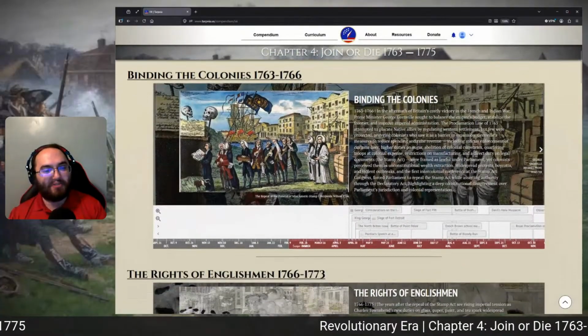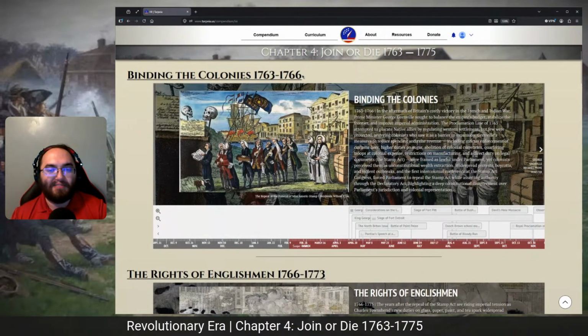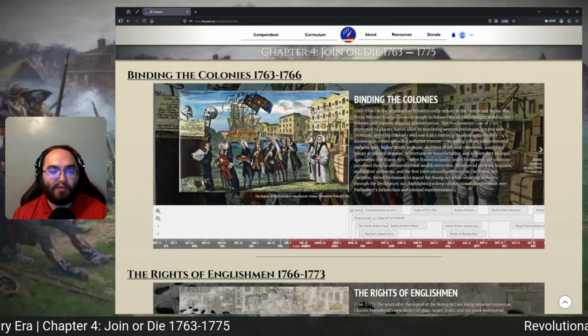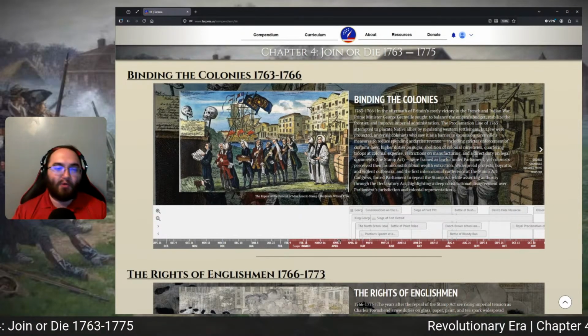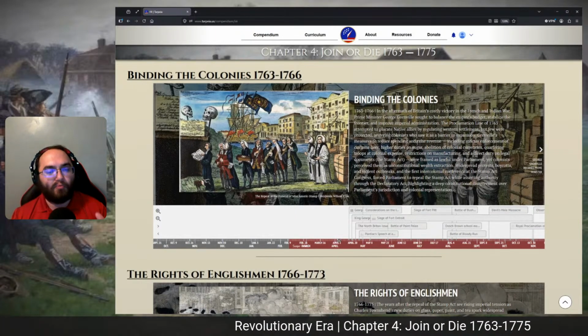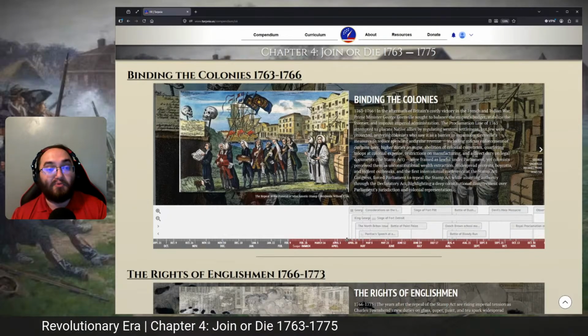This section covers the years 1763 to 1766. This is the immediate aftermath of the French and Indian War. In Europe, the conflict is the 7 Years' War, but we're primarily focusing on the North American perspective.